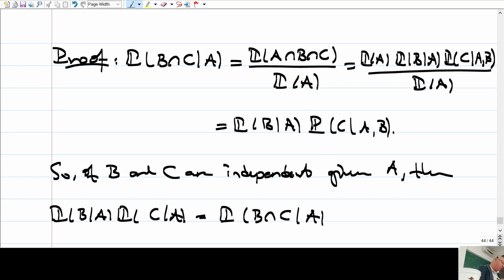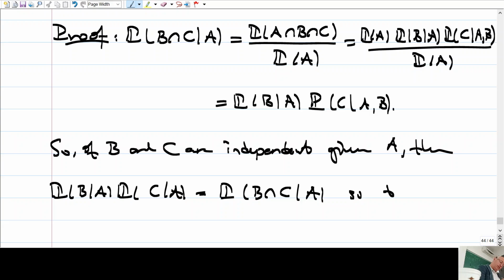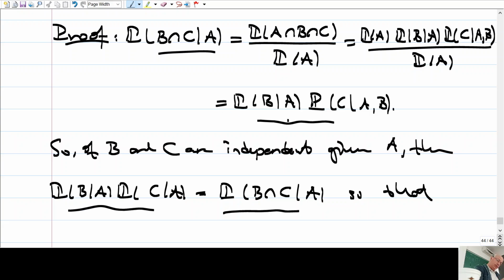Yes, so we have what? So this thing is equal to this, and the same thing here is equal to this product. So this one and this one are the same, right? I have P(B|A). So P(C|A) is equal to P(C|A,B).